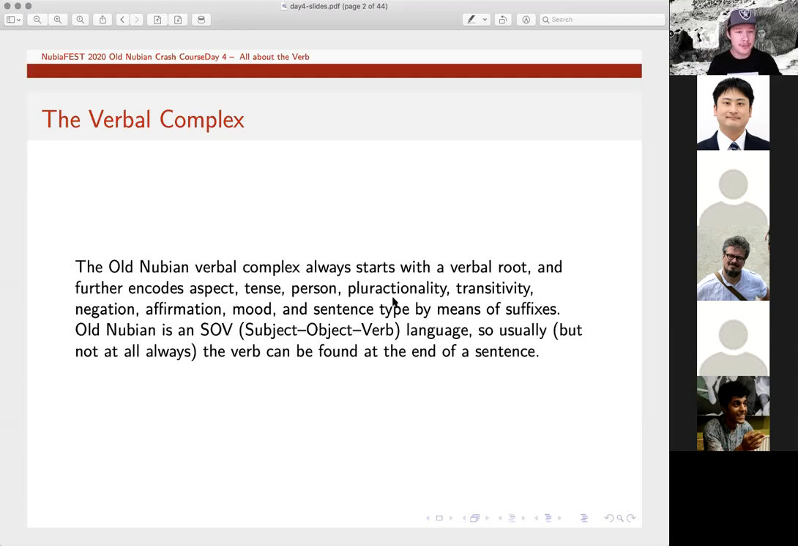Old Nubian is an SOV language. Some of you may have already seen this from the examples that I've shown, which means that the canonical structure of a sentence is subject, object, verb. And so usually the verb is at the end of your sentence. Not necessarily, because a lot of times things are mixed up and things are not where they are supposed to be. But underlyingly, it is thought that Old Nubian is a subject-object-verb language, or at least it seems to behave like a language that has that main order.